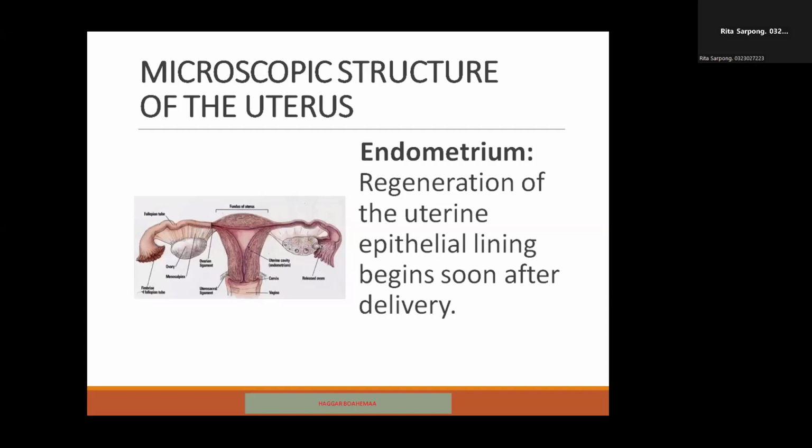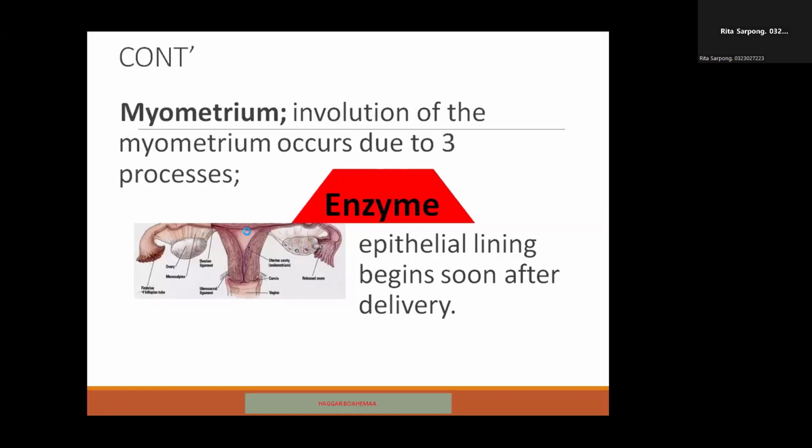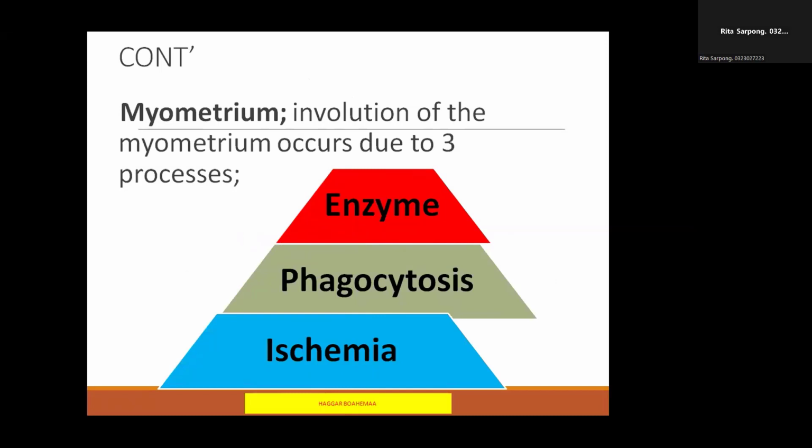Let's look at the endometrium, the microscopic structure of the uterus. We all know that the uterus has 3 layers: endometrium, myometrium, and then the perimetrium or the peritoneum. Now we said the endometrium, there will be regeneration of the endometrium soon after delivery. Okay, so that the mother can now resume the normal menstrual period. And then what happened to the myometrium? That is the muscle layer.